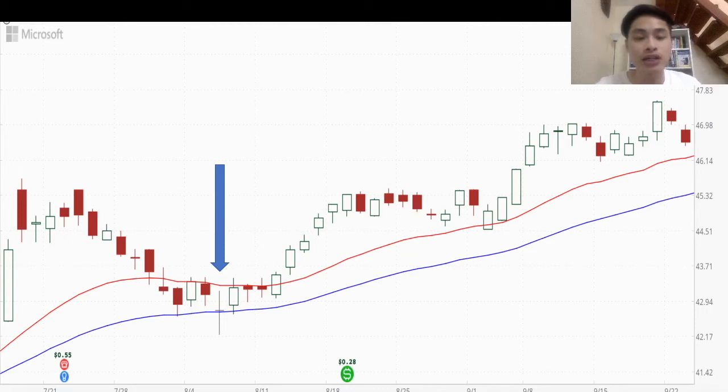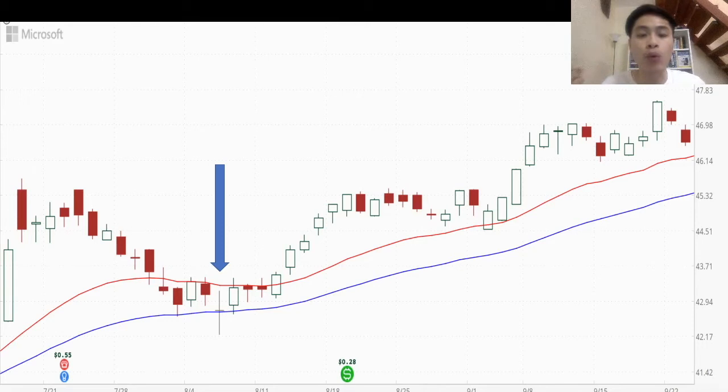The second criteria is that there must be a gap between the bodies of the bearish and doji candlestick. So can you see there's a gap? And there must be a gap between the doji candlestick and the bullish candlestick. So can you see there's also a gap? So with those two criteria, we can safely say that those three candlesticks form a morning star pattern.